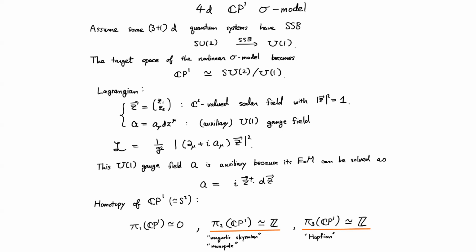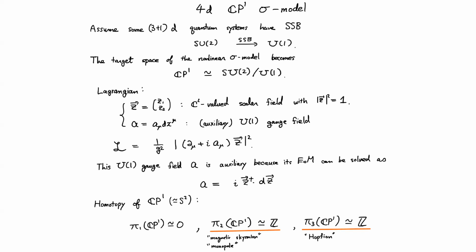And in this effective action, A is just an auxiliary field, since this is just a quadratic action for A. So you can integrate out A by using the equation of motion, and A can be written in this kind of form using this complex valued scalar field. And this expression turns out to be important for later discussion.